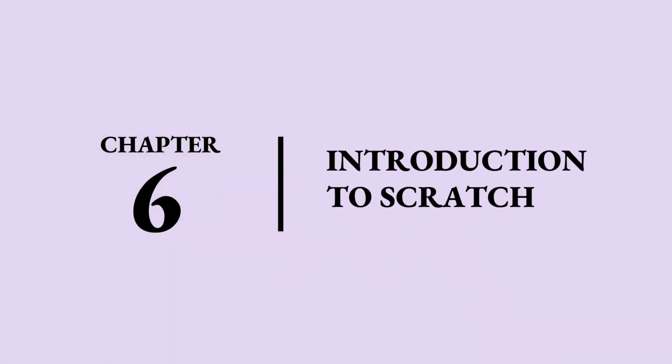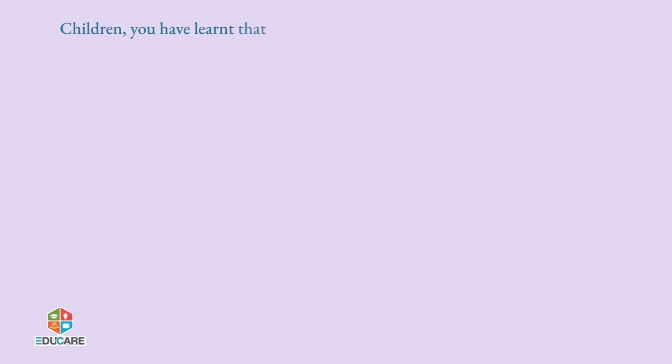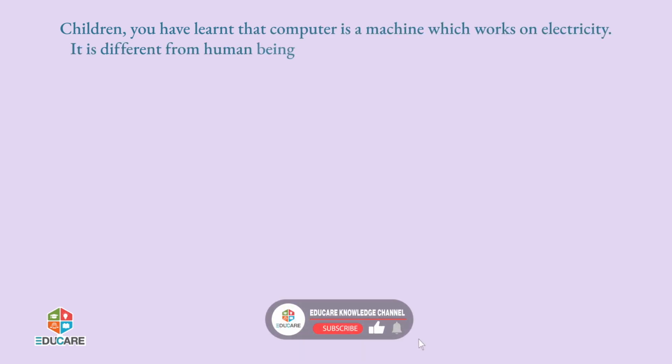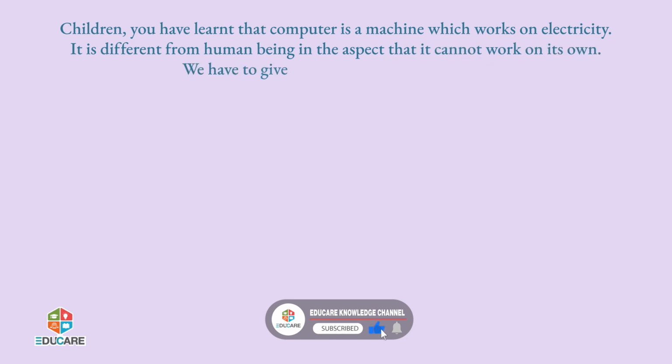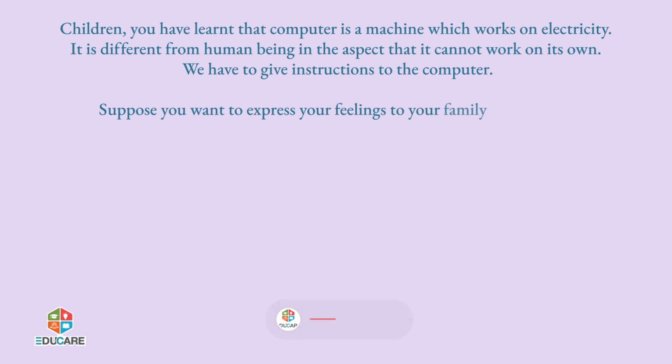Chapter 6 Introduction to Scratch. Children, you have learned that computer is a machine which works on electricity. It is different from human being in the aspect that it cannot work on its own. We have to give instructions to the computer.